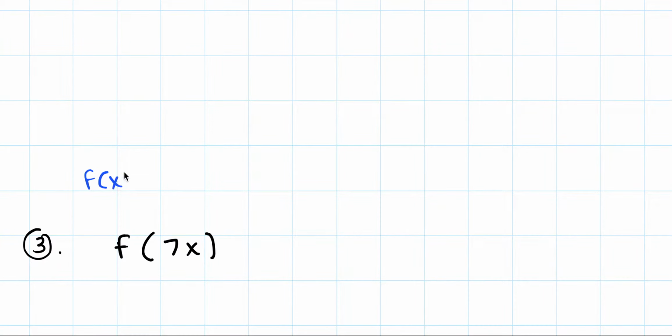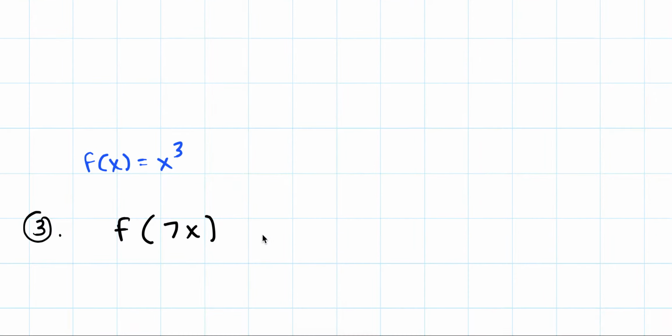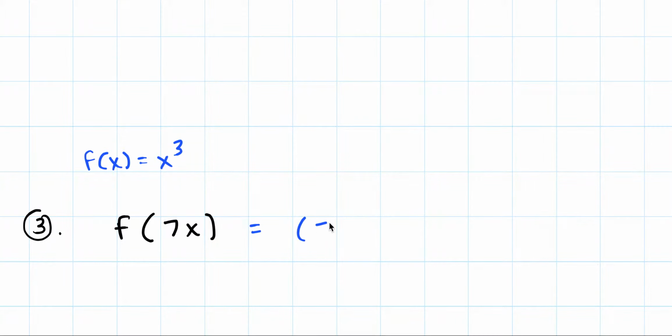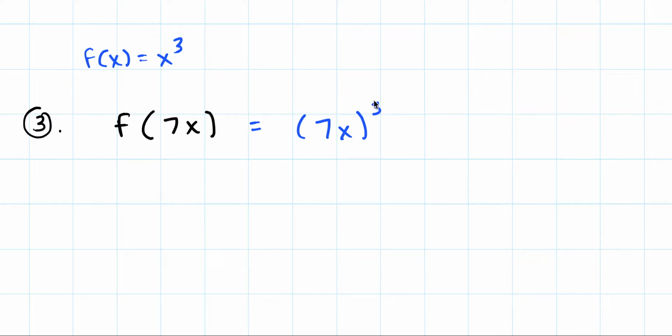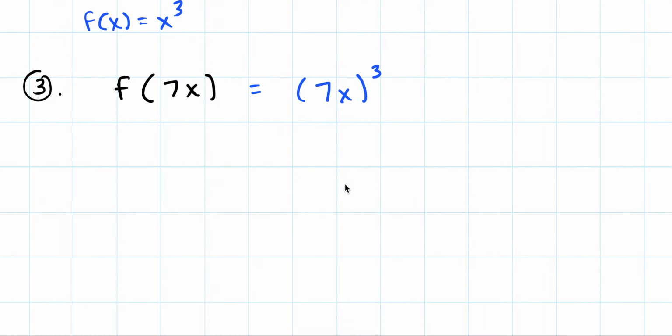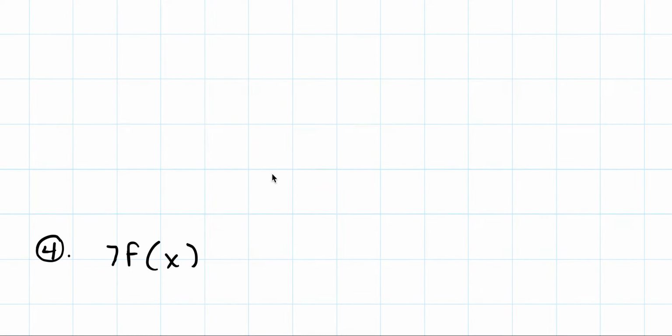Our function is f of x is equal to x cubed. Let's plug in 7x, so we get 7x cubed. The 7 is being cubed as well as the x. Here I want to put the 7 on the outside.